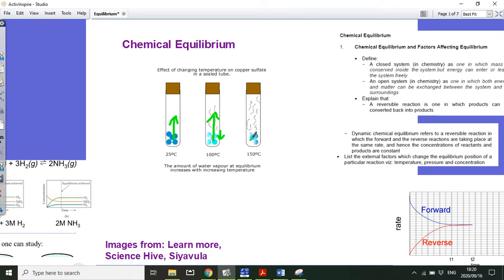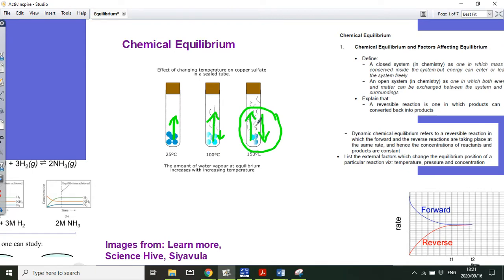Then there's a point where for every water particle that goes into the vapor state, there's a particle going back into the crystal. And at this point, where the rate of the forward reaction is equal to the rate of the reverse reaction, that is when we reach equilibrium. And we also call it a dynamic equilibrium for that reason. The reaction hasn't stopped. One particle goes there, one particle comes back. It keeps on happening, but you can't see a change anymore.